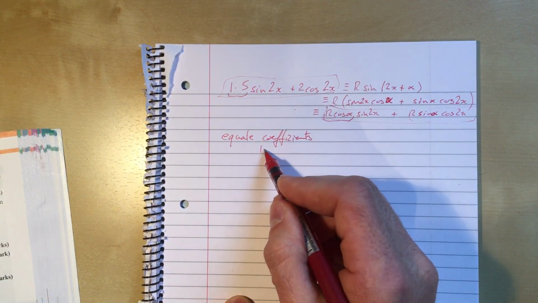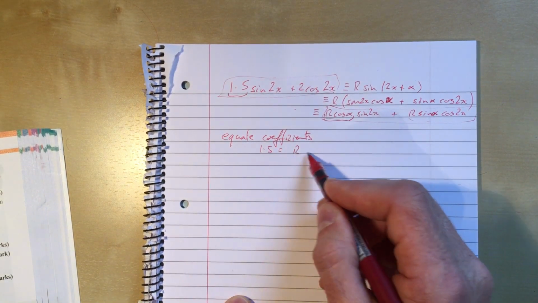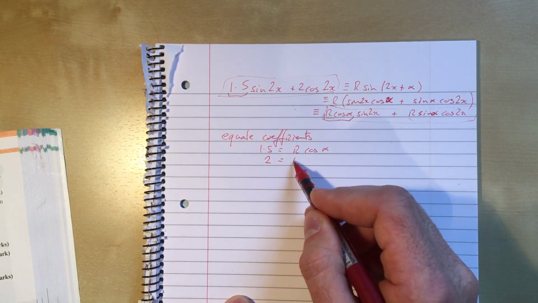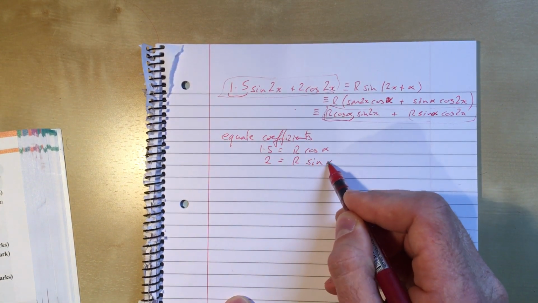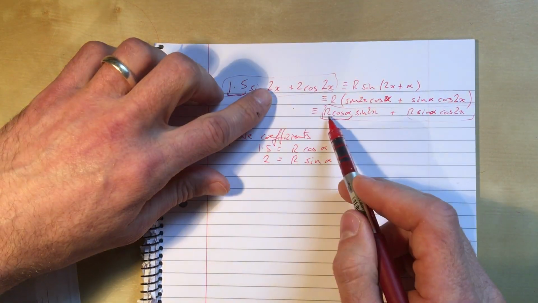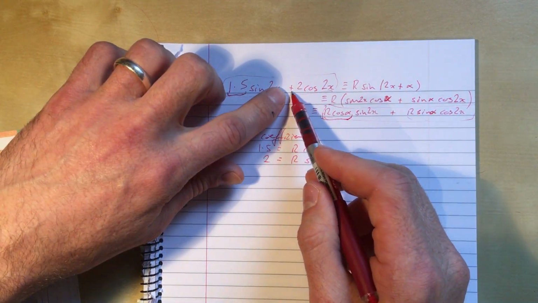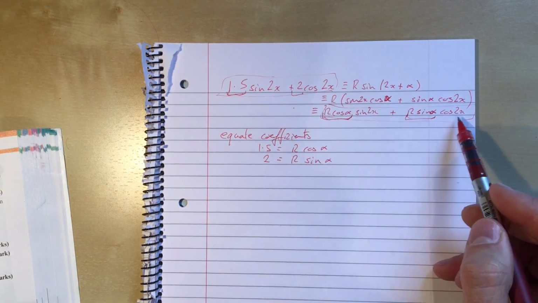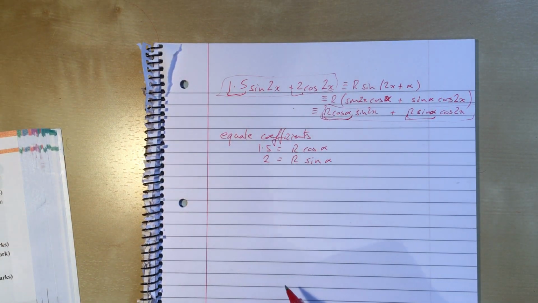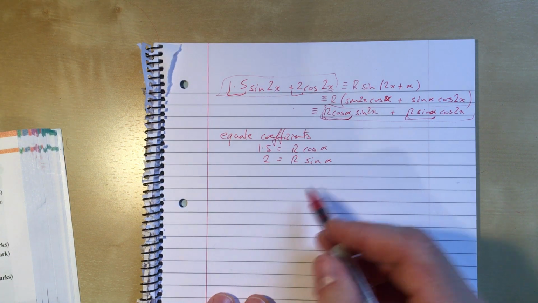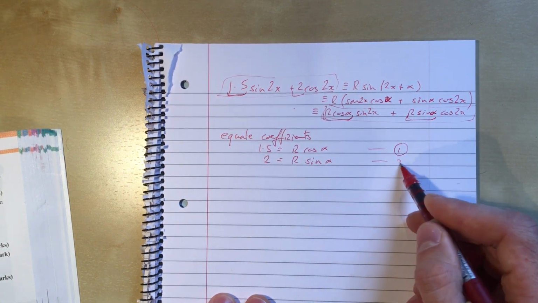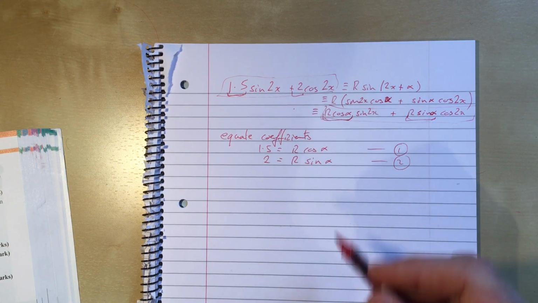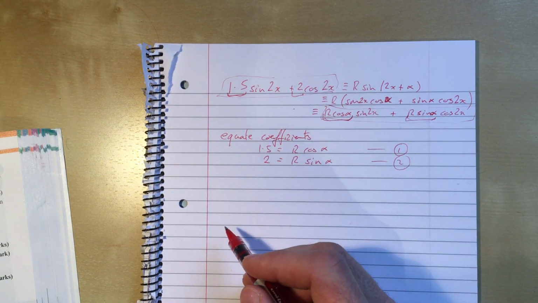and we're going to get 1.5 equals R cos alpha, and 2 equals R sine alpha. Okay, so that's the coefficient of the sine 2x and the coefficient of the cos 2x on either side. As I say, it's the same as section 7.5. So equation 1, equation 2, I need to find the R and the alpha. And I've got 2 simultaneous equations, so I should be able to do it without too much bother.